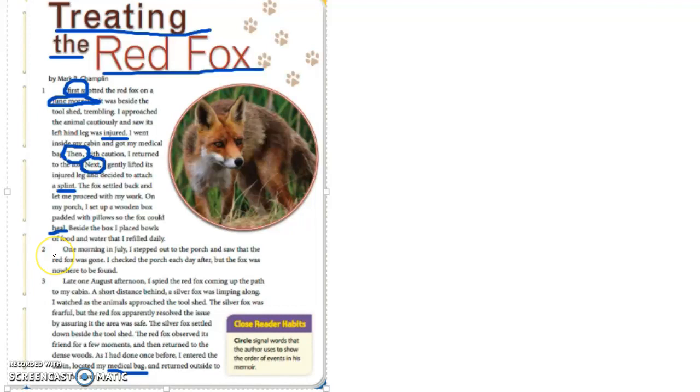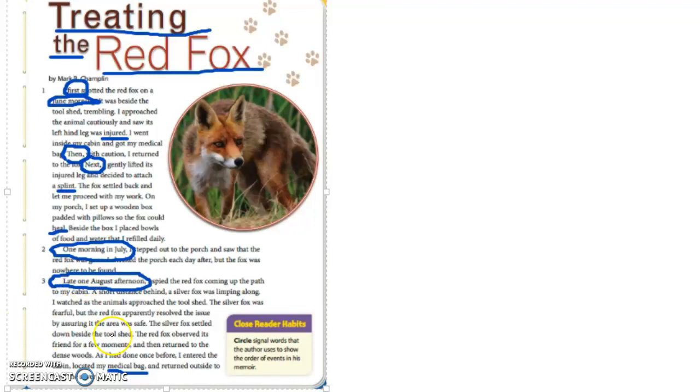Moving on to paragraph 2, I see the words one morning in July. That tells us the time of day and also the month during the year. And late one August afternoon. Now we are talking about a different time of day and a different month.